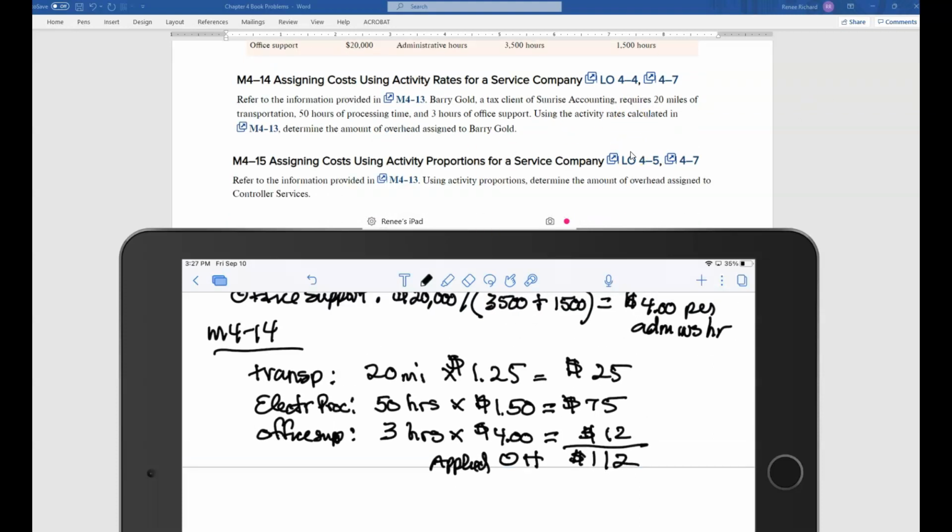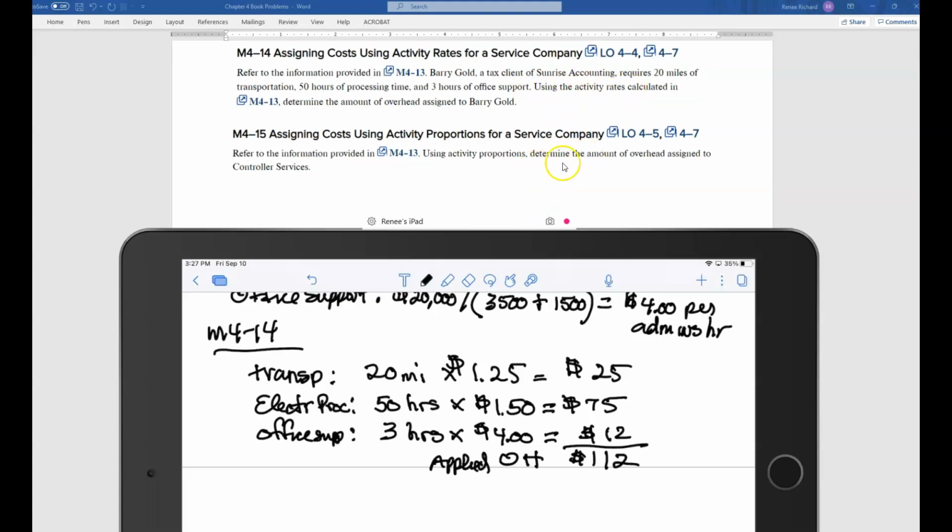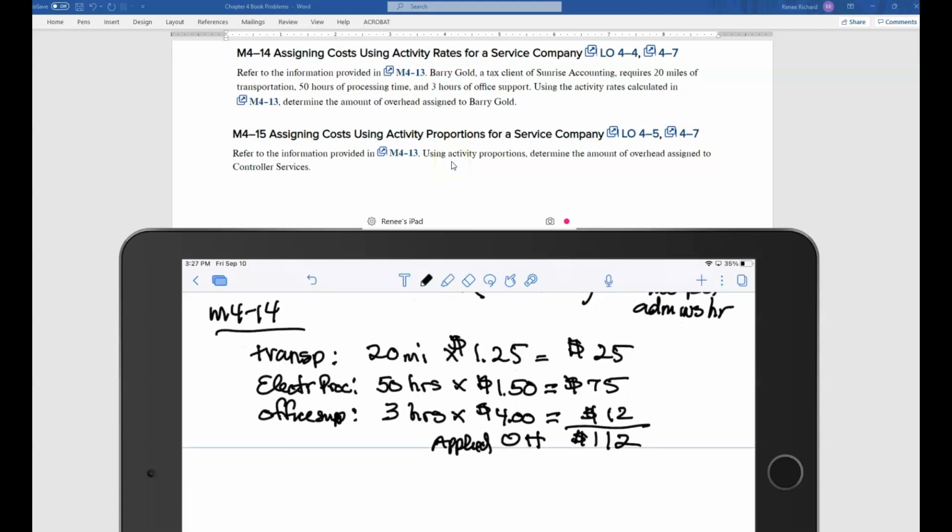And we can do the same thing using activity proportions. This was using rates. This is using proportions. So this says using the activity rates. This says use the proportions. Determine the amount of overhead using activity proportions. So if you remember right, proportions is where we just take the amount this company or this person used divided by the total and get a percent.